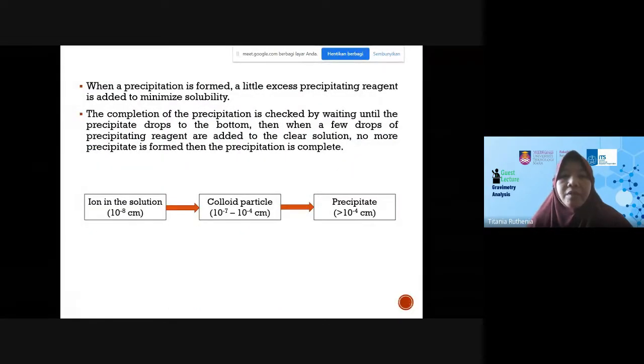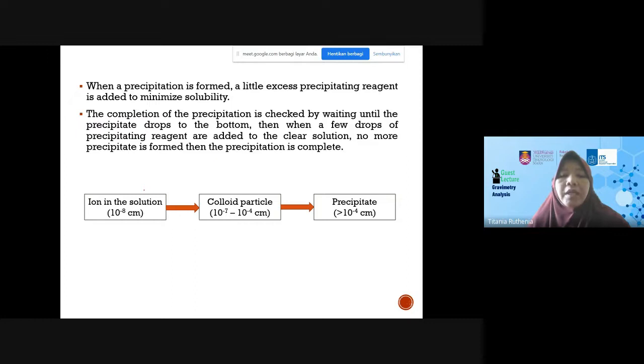And when a precipitate is formed, we can add a little excess precipitating reagent to minimize solubility. This is like the common ion effect. And we can check whether the precipitation is complete or not by dropping a small amount of the precipitating reagent into the clear solution. If no more precipitate forms, so the solution is still clear, it means the precipitation is complete. So we can stop the precipitation.